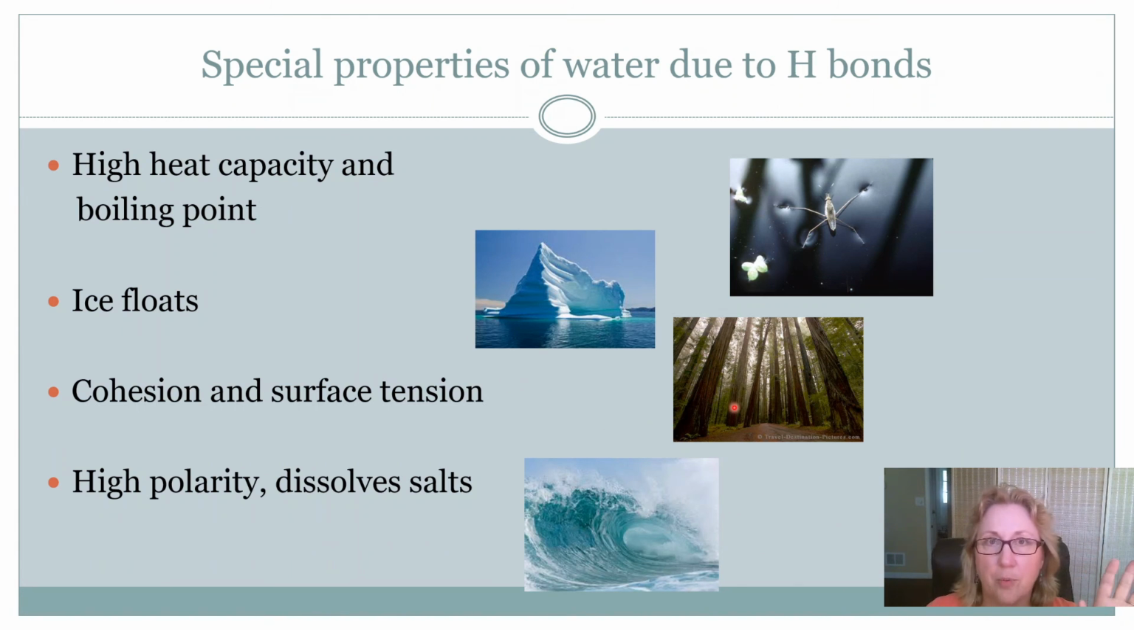So what are the special properties of water due to these hydrogen bonds? There are 4 special properties of water, and we'll talk about each of these. One is the high heat capacity and boiling point. So heat capacity is the fact that water can absorb a lot of heat and not change temperature that much compared to other liquids. And the boiling point for water is really high.